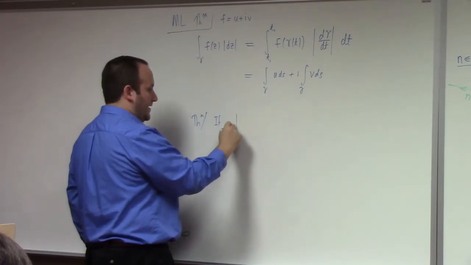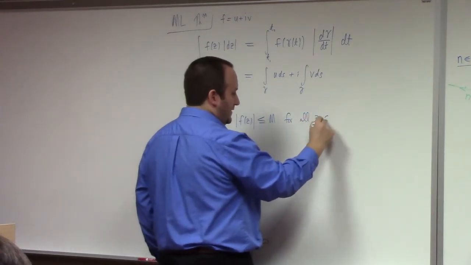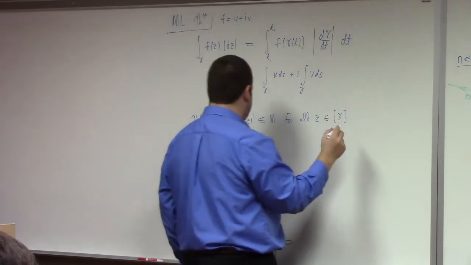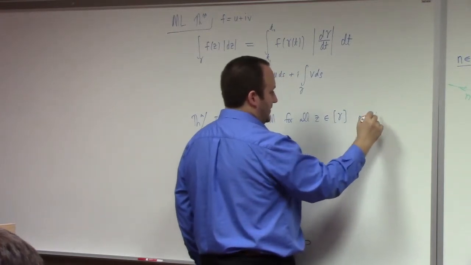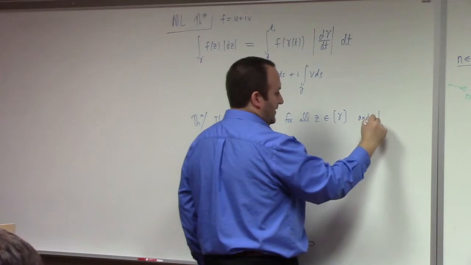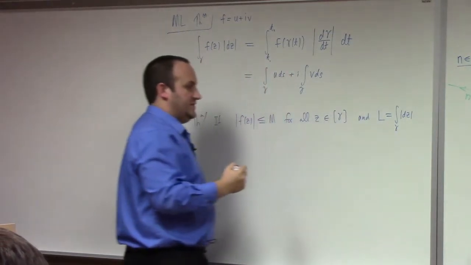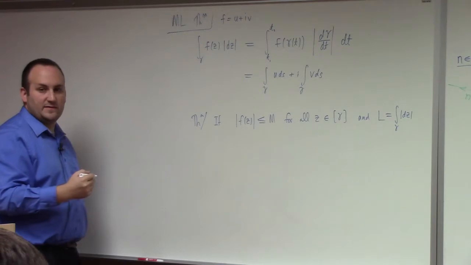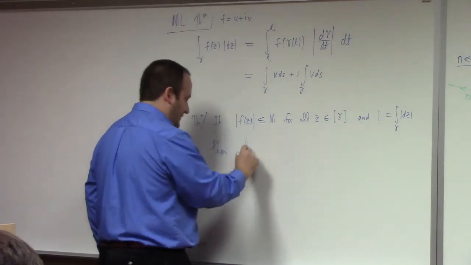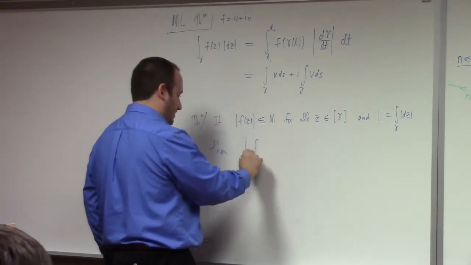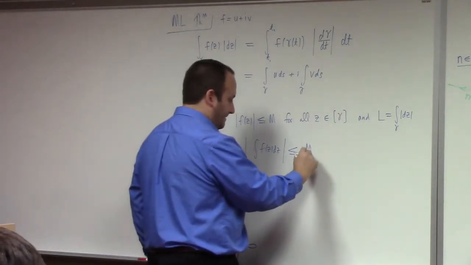If the modulus of f of z is less than or equal to M for all z on the curve, and if L is equal to the integral of the modulus of dz over gamma, which is just a silly way of saying that L is the arc length of gamma, then the following: the modulus of the complex integral of f of z dz is less than or equal to M times L.